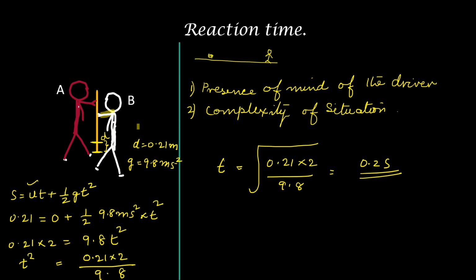0.2 seconds. So in this case, the reaction time is 0.2 seconds. That is, there was a time lapse of 0.2 seconds between the person B seeing the rod moving down and his catching the rod. I hope it is clear.